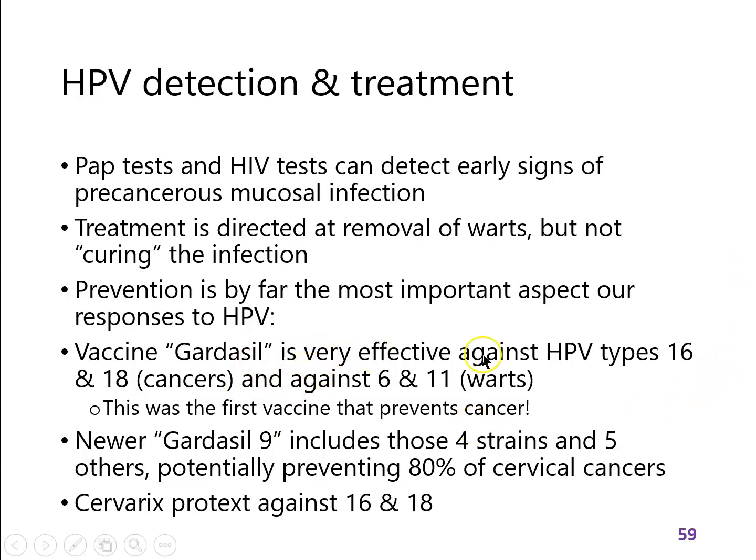The first one, Gardasil, protected against 4 different strains. So the 2 most common cancer-causing strains and the 2 most common warts-causing strains. This was the first vaccine that could prevent cancers. So that's kind of amazing. The newer version, Gardasil 9, includes 5 other strains. And so instead of preventing, let's see, Gardasil could prevent 2/3 of cancers. Gardasil 9 can prevent 80% of cervical cancers. And I don't know how to say this one, but it protects against the 2 most common cervical cancer strains.